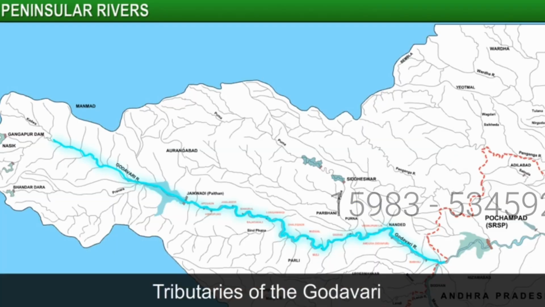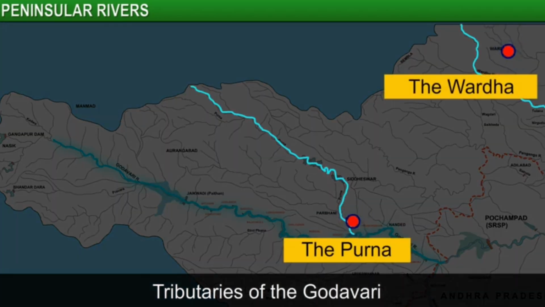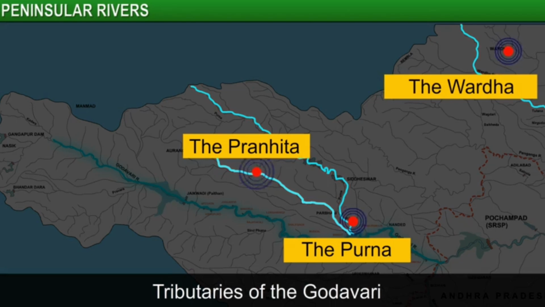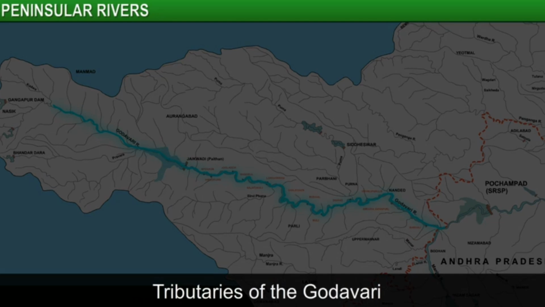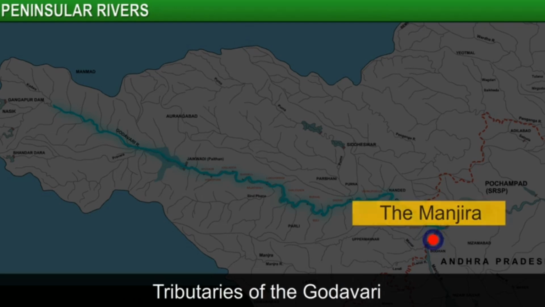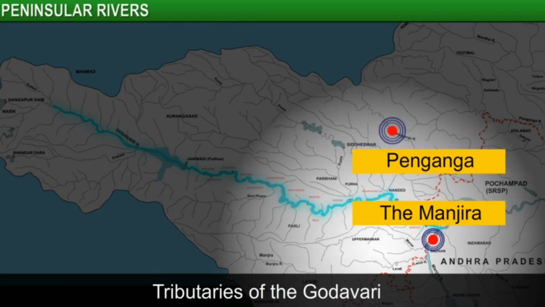The tributaries that strengthen the Godavari are the Purna, the Vardha, and the Pranhita. The major tributaries, however, are the Wainganga, which originates in Madhya Pradesh, the Manjira from Andhra Pradesh, and the Penganga from the Ajanta range in Maharashtra.